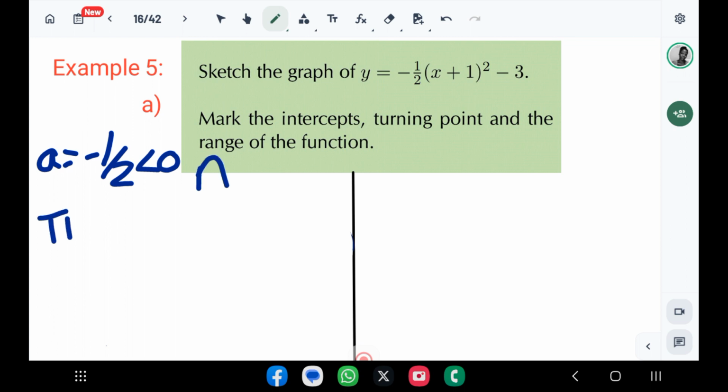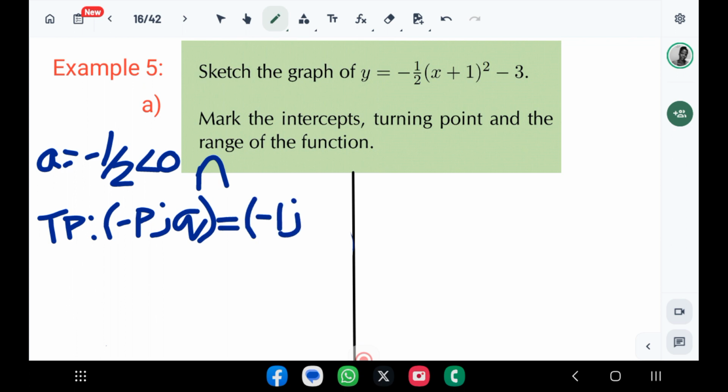Right now, the turning point makes it very easy. The turning point is equal to minus p, q, which is equal to (-1, -3). That's the turning point.